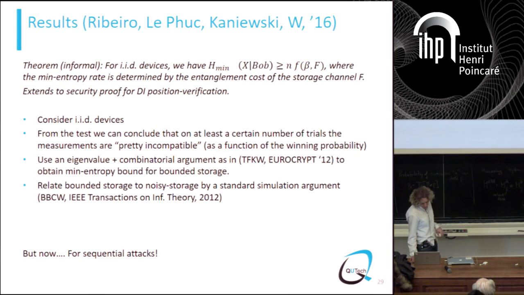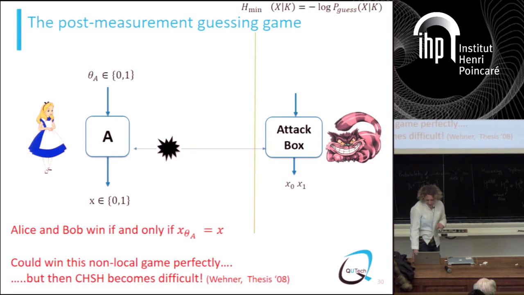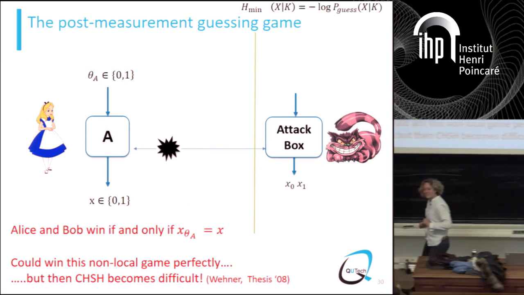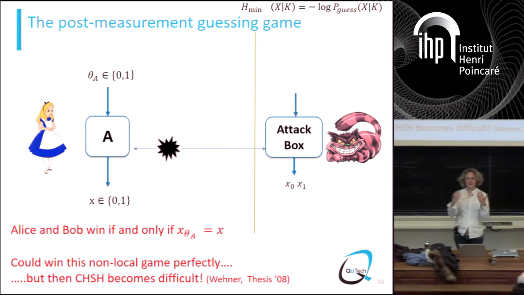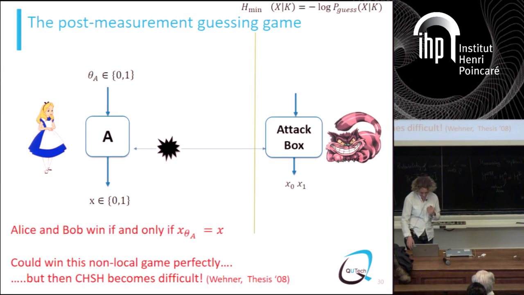I should say we have some kind of new result where we actually also assume the devices are IID on Alice, but not on Bob, so he can do anything he wants, where we can also relate security not just to this kind of naive classical bound, but really to storing quantum information. Okay. But now for sequential attacks, and I liked to kind of highlight this because it might be closer to what you're used to, and I can explain the idea.